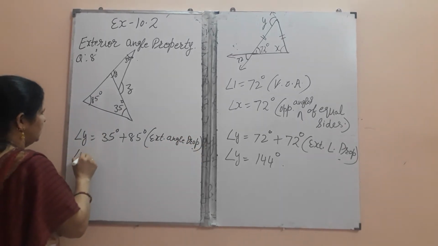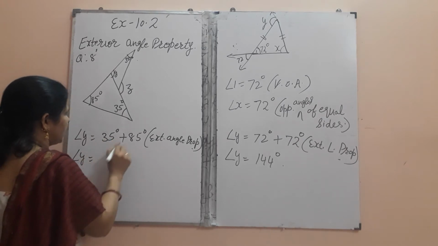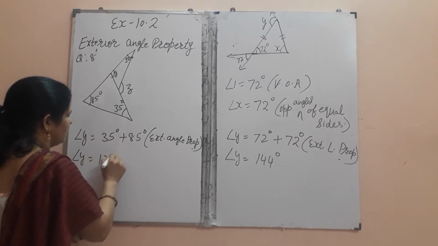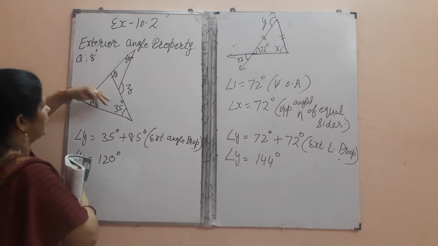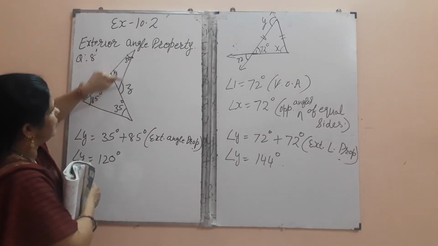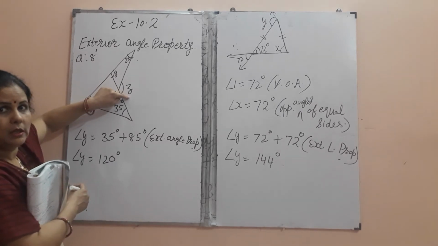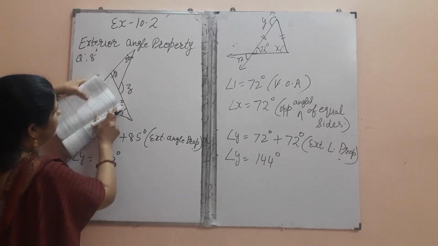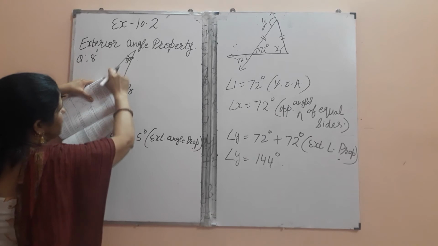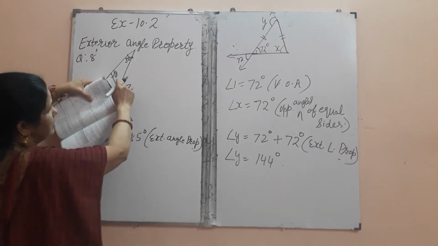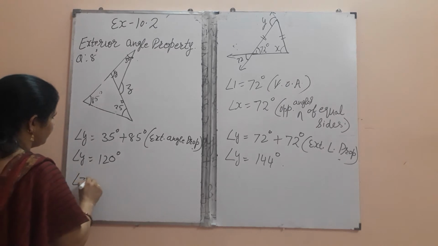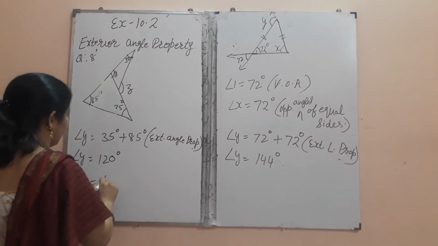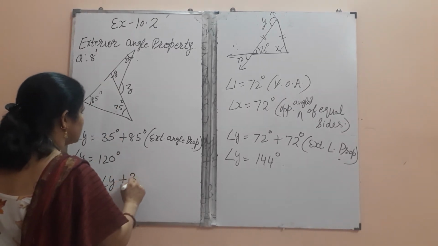So angle y equals 120. Understood? Now forget about this triangle, come to this triangle. This z is an exterior angle. If we hide these two lines, then this is a triangle and this is the extended line, and this z is the exterior angle. So angle z will be equal to angle y plus 30 degrees.